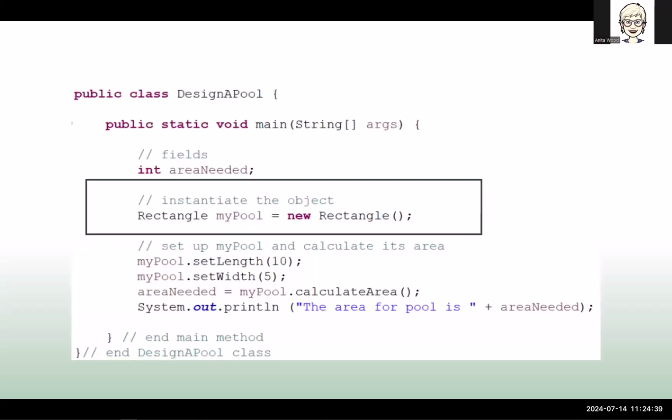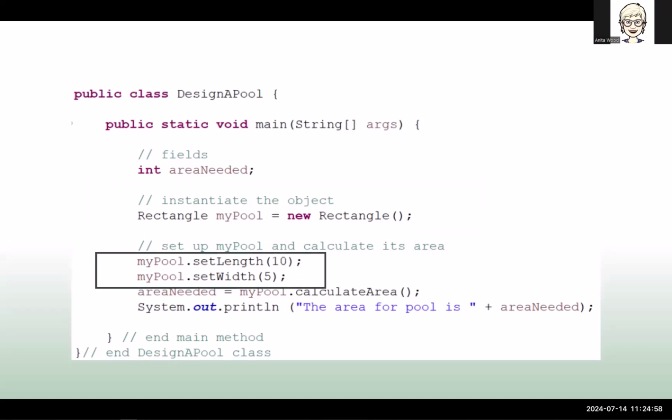This Java code shows the complete code for our Design a Pool project. Here you can see where we added the code to instantiate our pool instance from the Rectangle class. I placed it after other variables that I'm going to need for the program, like area. Right now, the values for the length and width of our pool, as we said, are 0. So how do we go about putting in the actual values for my pool? We do this by calling the setter methods that we designed in the class.